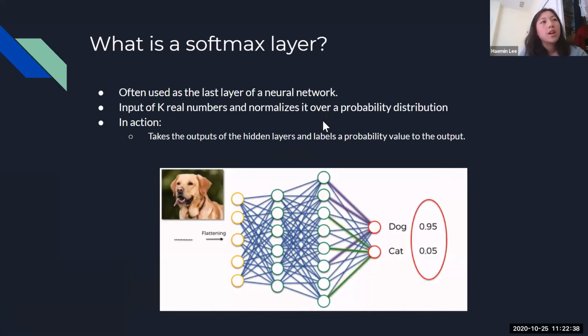One last important layer I want to talk about is the softmax layer, which is the last layer of a neural network. Basically, it's going to take the output of this layer, and we're going to transform that into a probability. So given this image, it's going to say, okay, there's a 95% probability that this is a dog and a 5% probability that this is a cat. And traditionally, this is the very, very last layer, so it'd be the output layer right here.